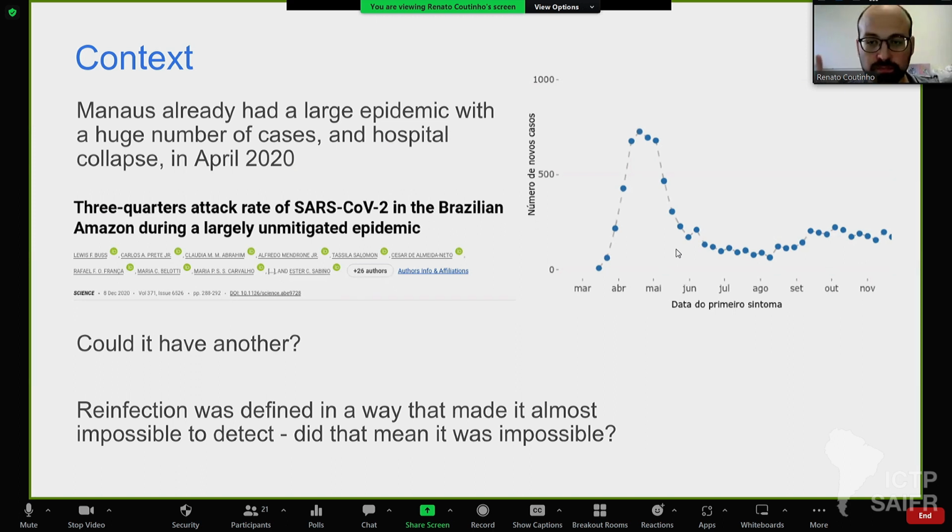So to start, to give a little bit of context, Manaus is a large city, 2 million people in the north of Brazil, and it was the case that at the end of 2020, we had this situation here, right? So we had already had a large epidemic in the beginning of the year, in April and May, like in this plot we have here. This is the number of new hospitalized cases or hospitalizations in the city per week, right?